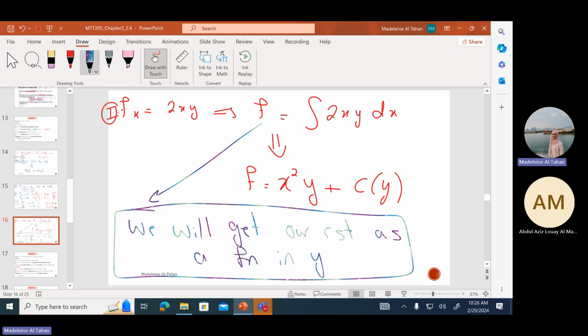Now, what I need from you after you finish writing this one is to try fy. Fy is equal to what? X squared minus 1. Fy equals N. So how do we get rid of the derivative? Integrate. Integrate with respect to which variable? Y. Okay. Yes, please take a few minutes to do it.